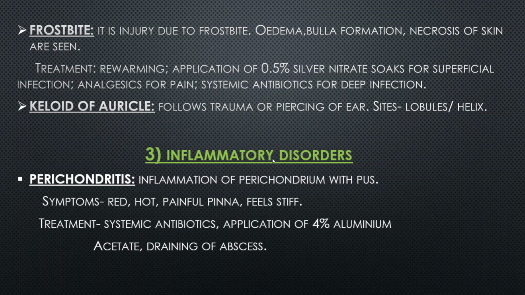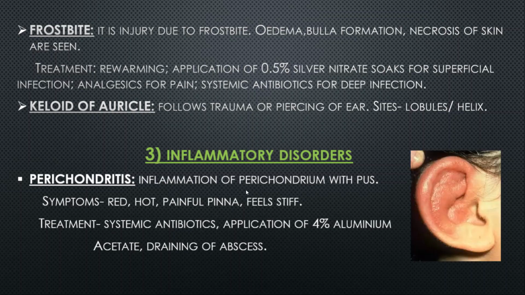Inflammatory disorders. First is perichondritis. It is the inflammation of the perichondrium with pus. The symptoms are, it is red, hot, and the pinna is painful and it feels stiff. Treatment is by giving systemic antibiotics and application of 4% aluminium acetate and draining of abscess.